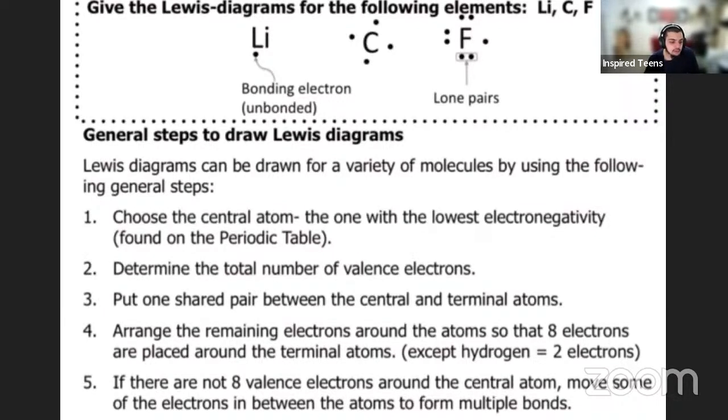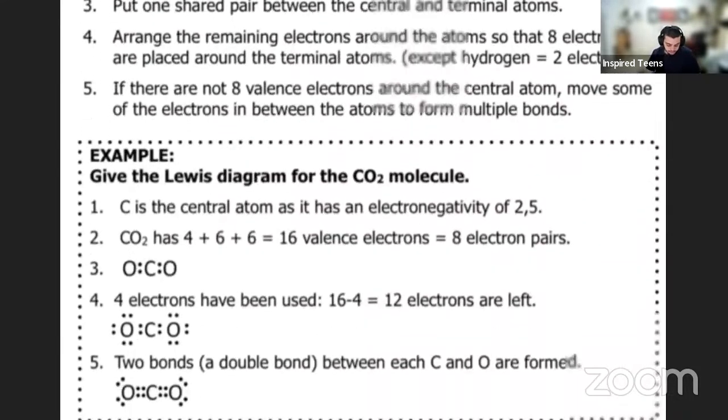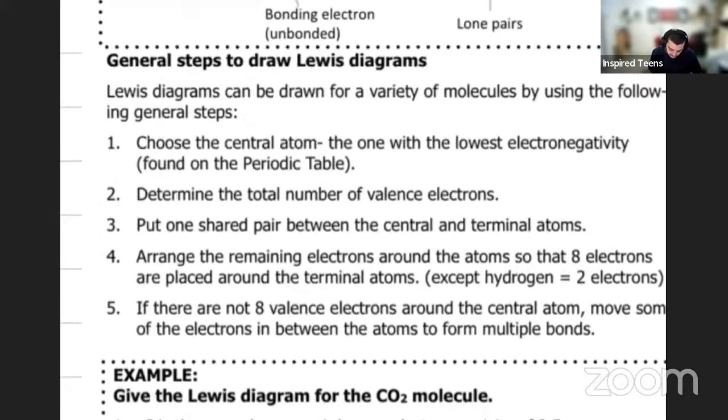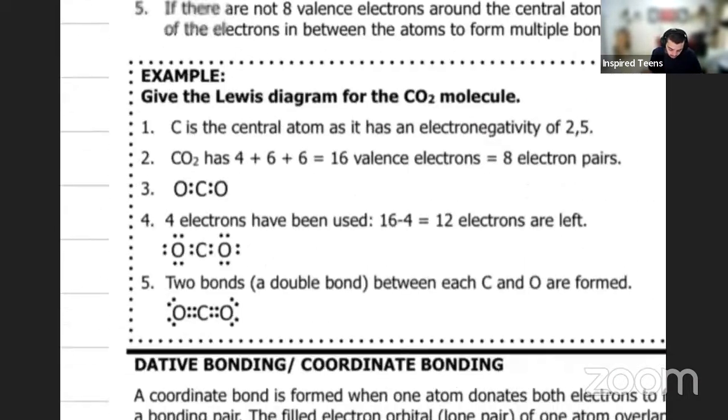Arrange the remaining electrons. If there are not 8 valence electrons around the center atom, move some of the electrons between the atoms to form multiple bonds. Give the Lewis diagram for the carbon dioxide molecule.